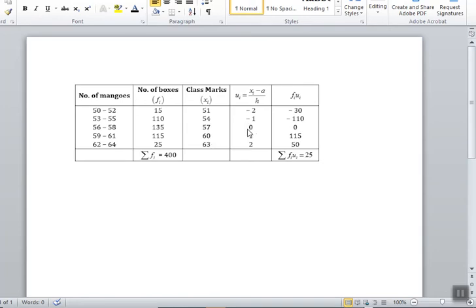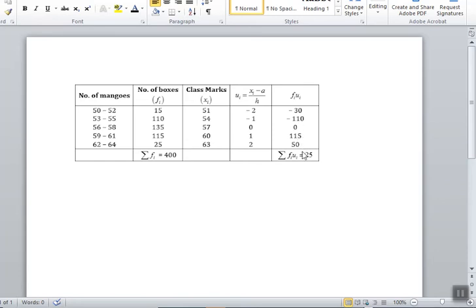60 minus 57 upon 3 and 63 minus 57 upon 3. So you add this. Even if you add this, it's okay, you will get the answer as 0 only. Or what you do is, as given in the formula, you do FI UI, right? So FI UI means what? 15 into minus 2, then this and so on, you add it and you get the answer over here.